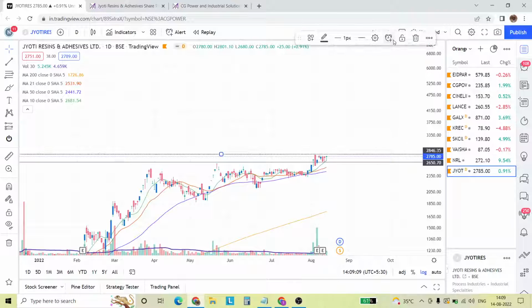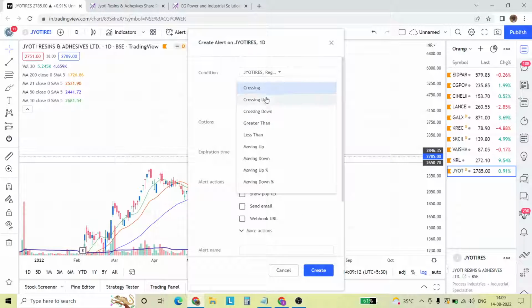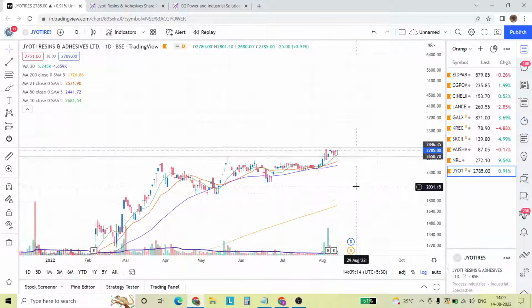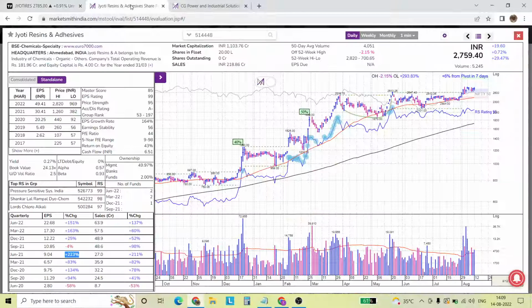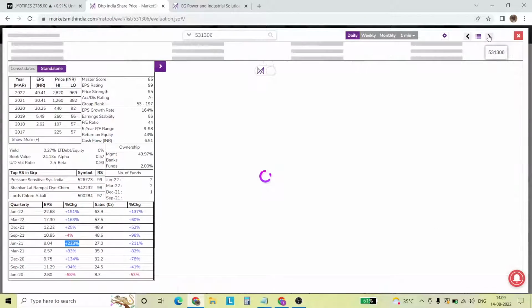I'm going to set an alert here. If it crosses up, it is going to alert me. Simple. Yeah, done. This is our first stock that we have selected for the next week. Now we'll move ahead, we'll check.